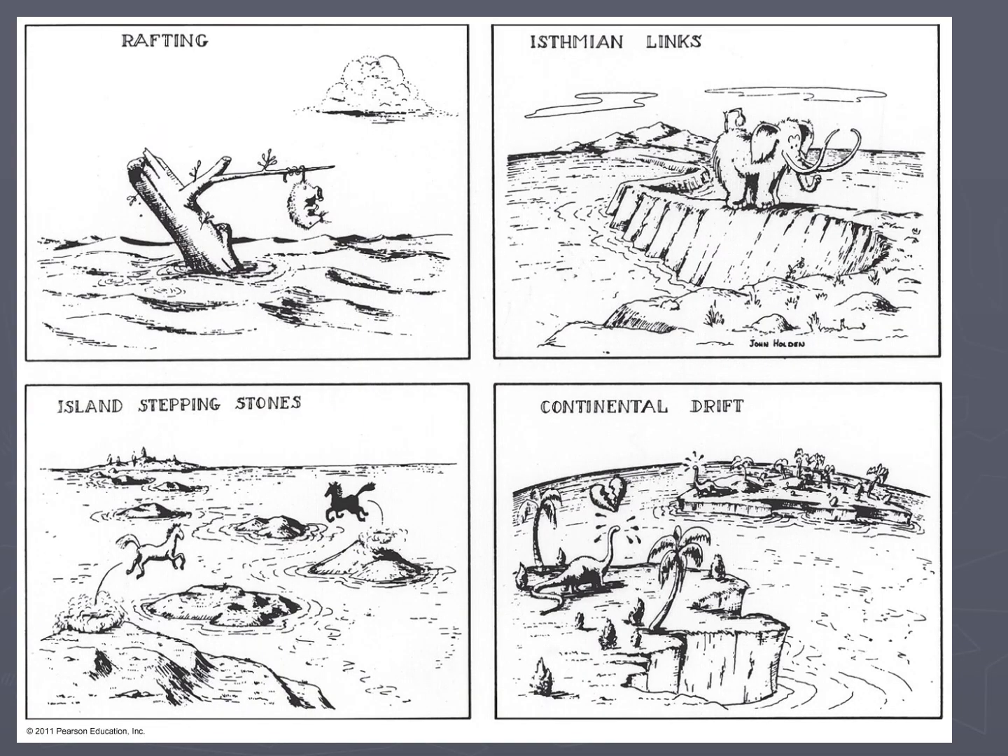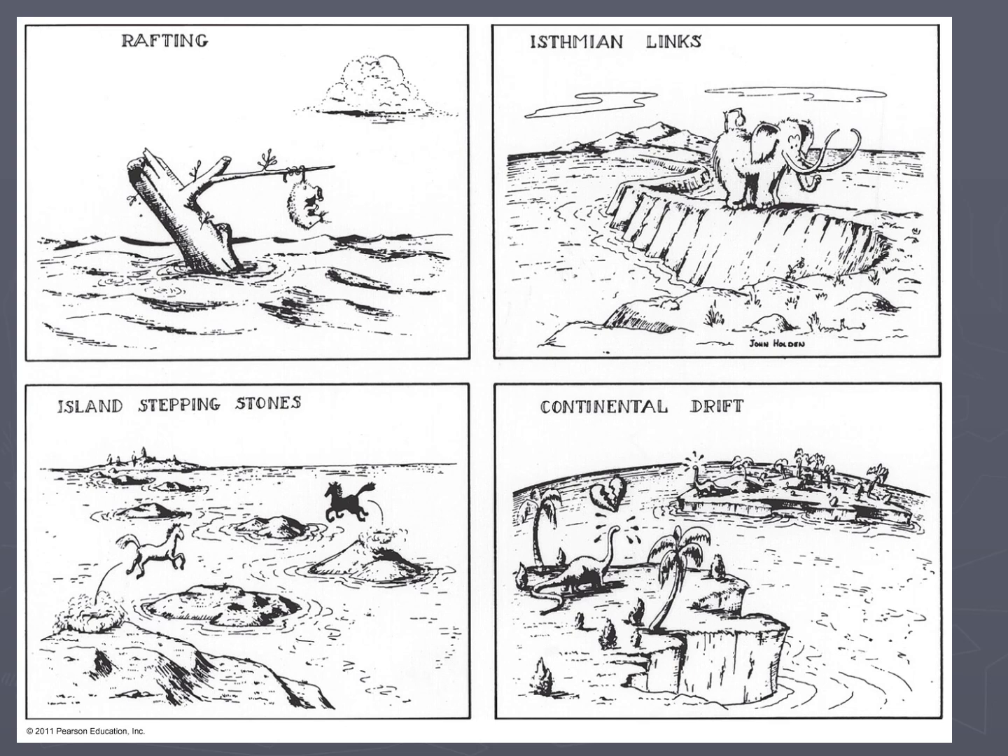Okay, so this is really cute here. We have some competing hypotheses. On the top left, rafting. Yeah, because you're going to get breeding populations to accidentally raft all the way across the Atlantic Ocean and not get swamped by a 3-foot wave. Top right, isthmus links. Well, we didn't have any such thing.